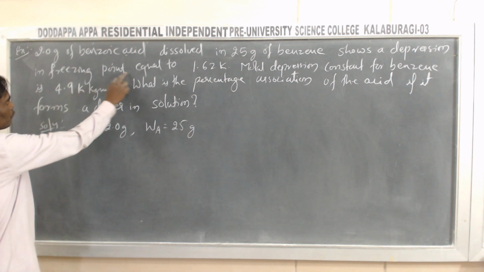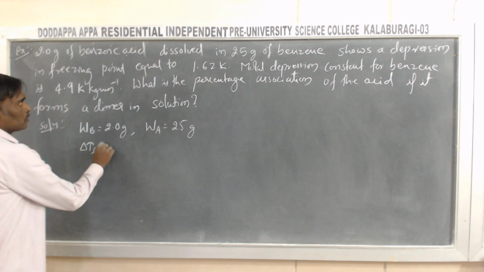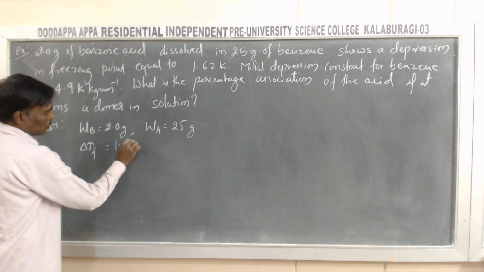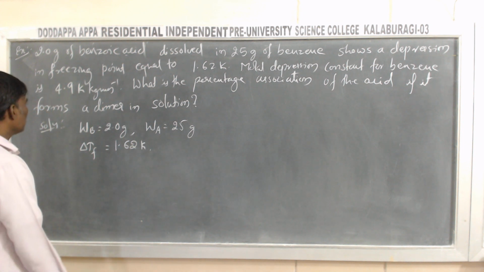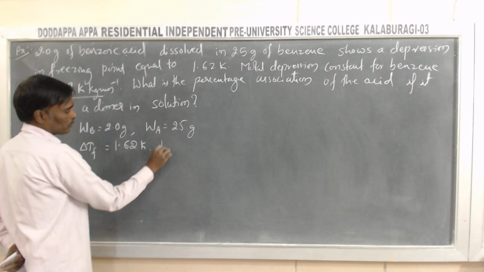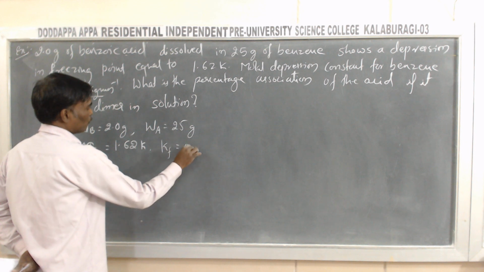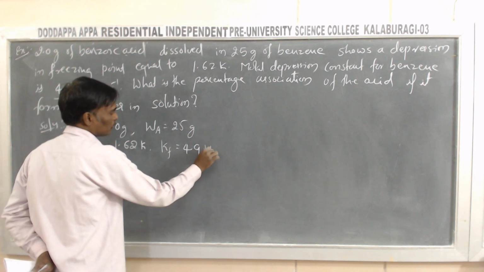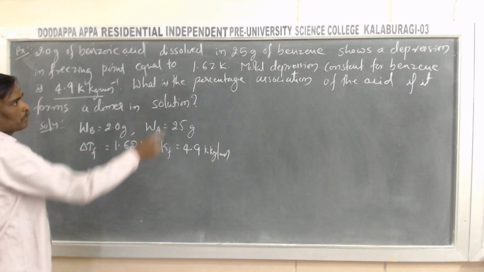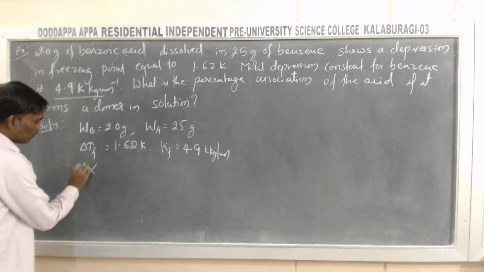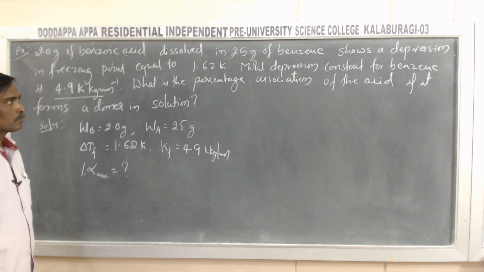It shows a depression of freezing point. Depression of freezing point is written as delta Tf is equal to 1.62 Kelvin. And the molar depression constant of benzene is given. Molar depression constant we write symbolically as Kf is equal to 4.9 Kelvin kg per mole. Then what is the percentage of association? Calculate the percentage of association, equal to question mark.